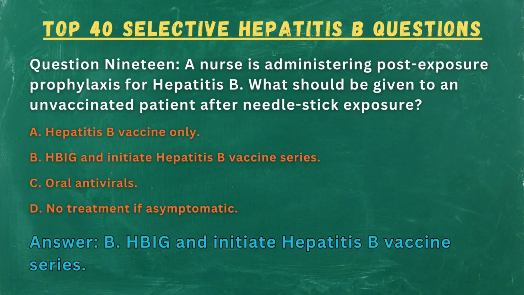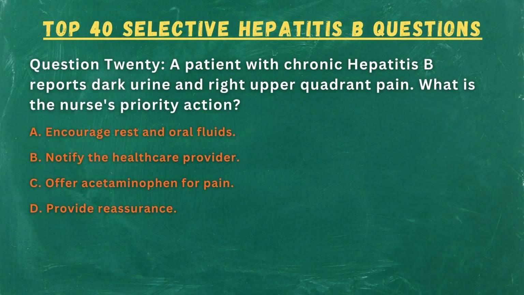Answer: B. HBIG and initiate hepatitis B vaccine series. Question 20. A patient with chronic hepatitis B reports dark urine and right upper quadrant pain. What is the nurse's priority action? A. Encourage rest and oral fluids. B. Notify the healthcare provider. C. Offer acetaminophen for pain. D. Provide reassurance.